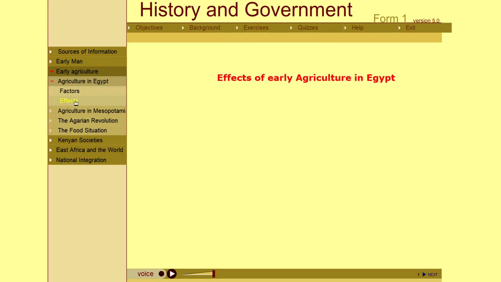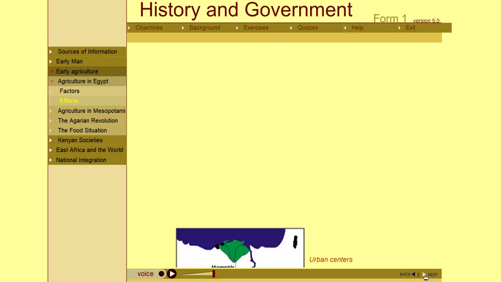There were several effects of the early agriculture in Egypt. 1. It led to increased food production, which resulted to increase in population. 2. It led to settled life. 3. It resulted to increased trade due to production of surplus food. And 4. It led to the development of urban centers like Memphis, Thebes, and Aswan. The map provided in the next page shows the location of these towns.